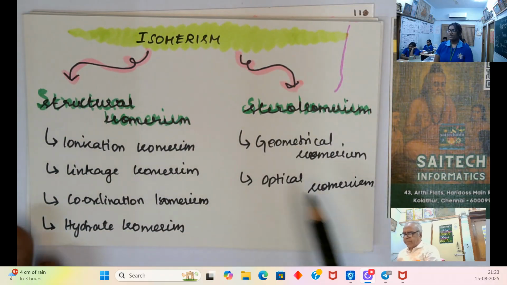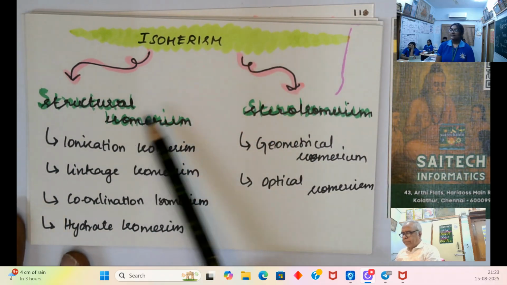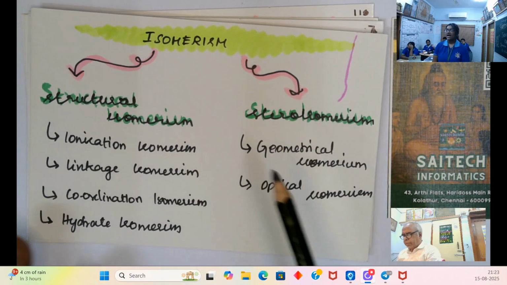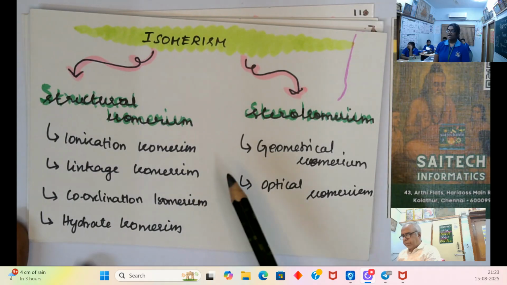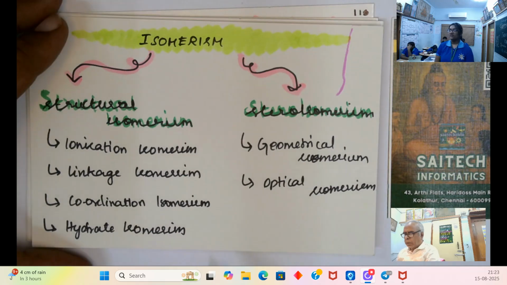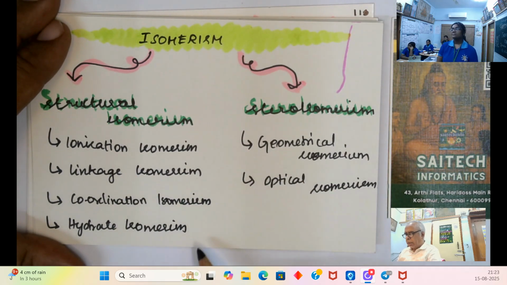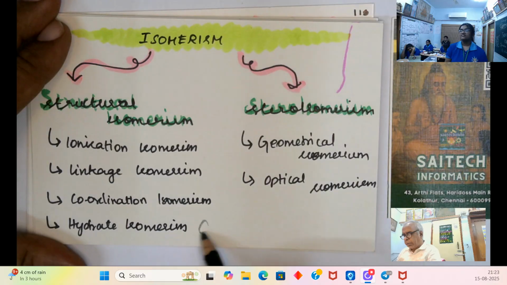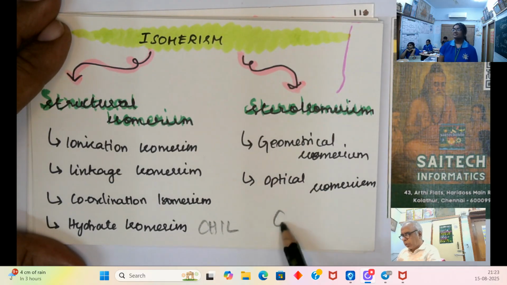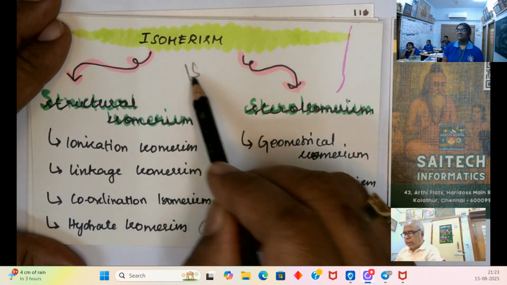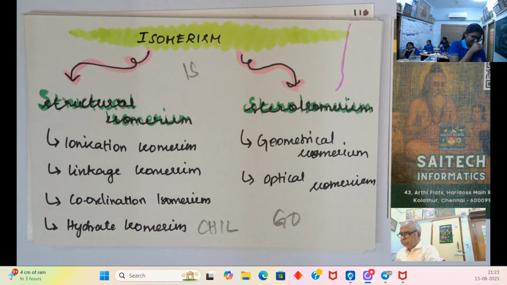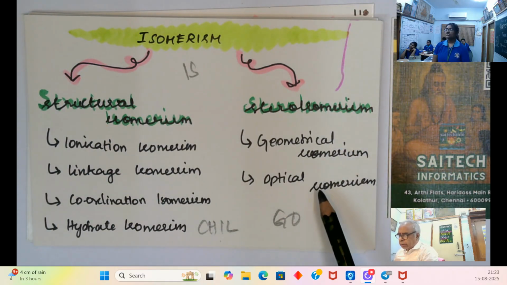Now, the next aspect of the topic tree is isomerism. There are two types, structural isomerism and stereoisomerism. Structural isomerism consists of ionization isomerism, linkage isomerism, coordination isomerism, and hydrate isomerism. There is a mnemonic for that: ice, chill, go. Stereoisomerism includes geometrical isomerism and optical isomerism.